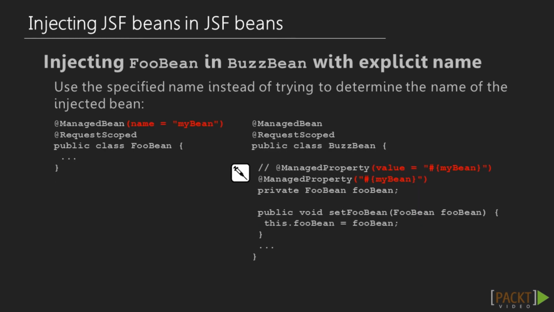We can easily associate another name to the bean to be injected via the name element of the managed bean annotation. In such cases, in the target of injection, we point to the bean to be injected via the managed property annotation with the value element. Here, we specify the explicit name as you can see in the highlighted code.